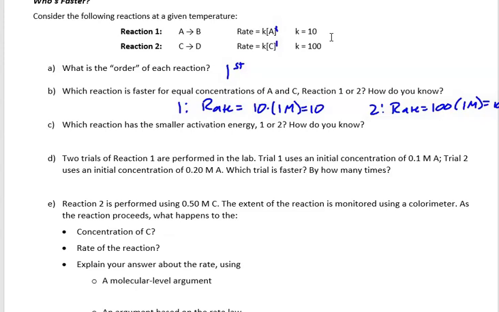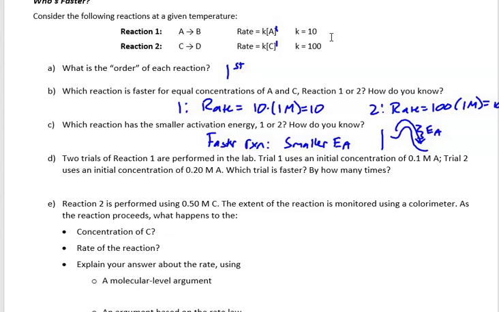So which reaction has a smaller activation energy, 1 or 2? I'll let you think about it for a moment. You can pause. Okay, well, we said a faster reaction is faster for a reason. It's faster because it has a smaller activation energy. If you remember our little diagrams, activation energy is the size of the hump there. The smaller the hump means the more molecules can make it over the hump to become products. And so the faster reaction has a smaller activation energy.